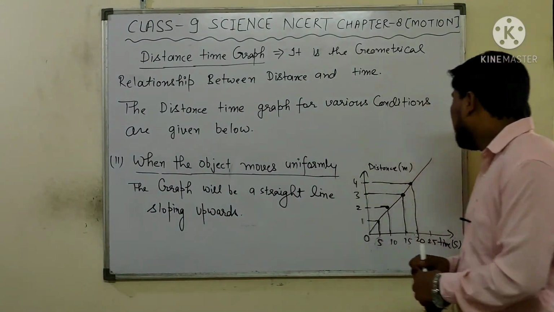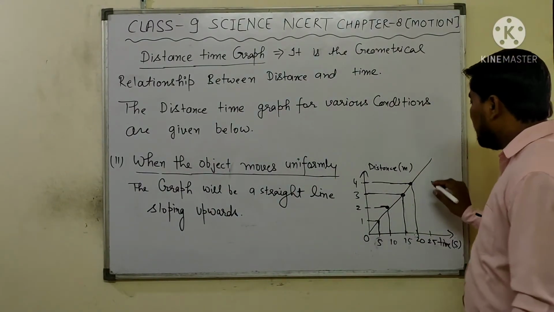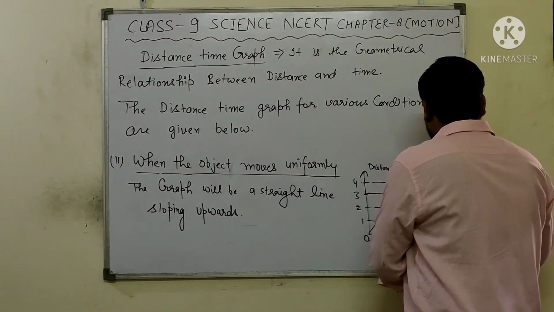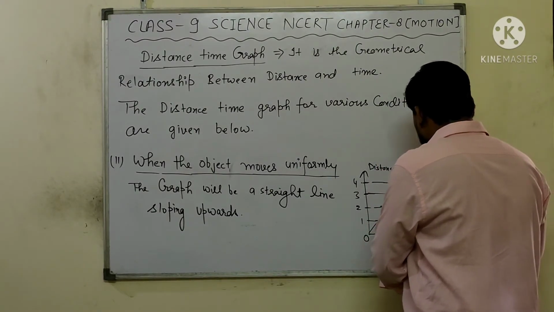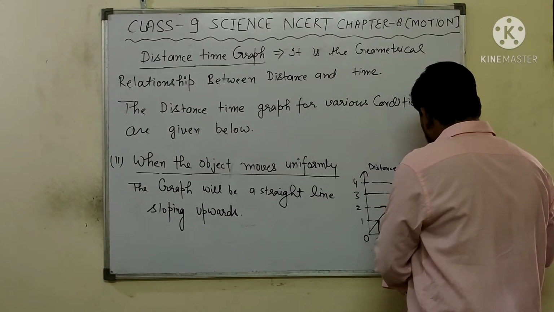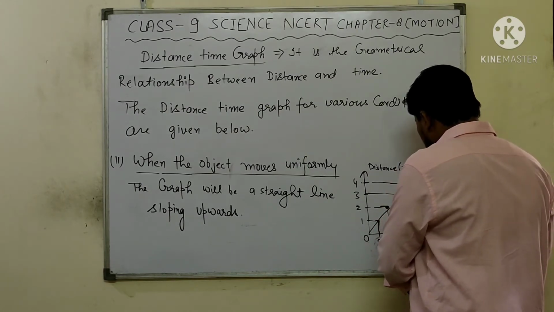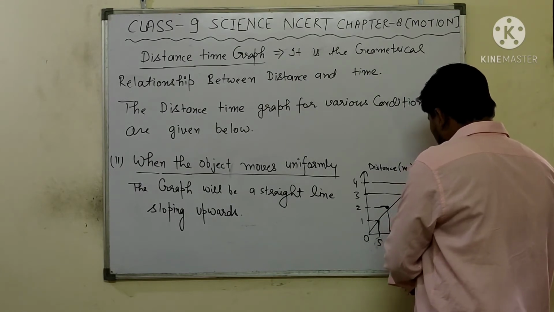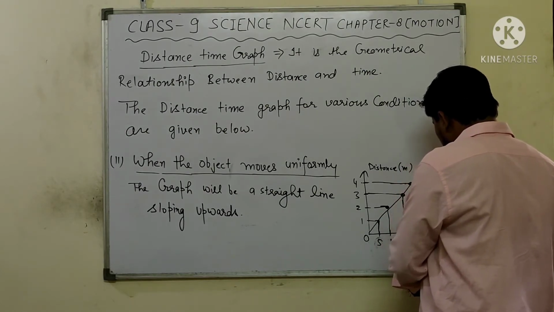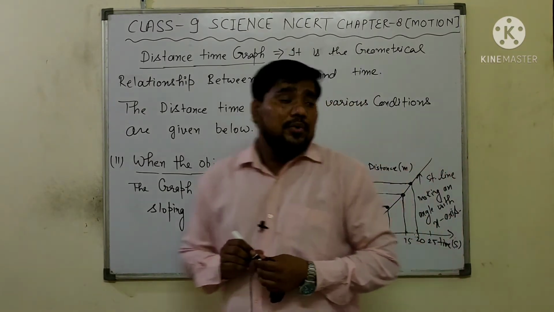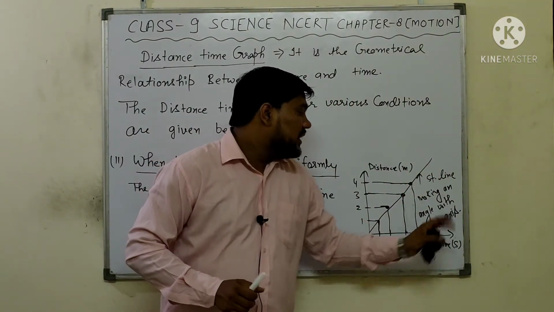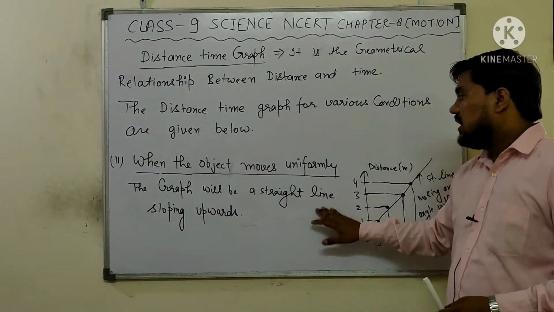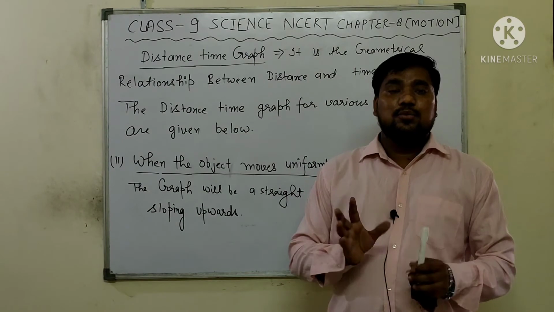So what are we getting? We are getting a straight line. You can write it like this: a straight line making an angle with the x-axis. Or you can simply write that the graph will be a straight line sloping upward. I hope the idea is clear.